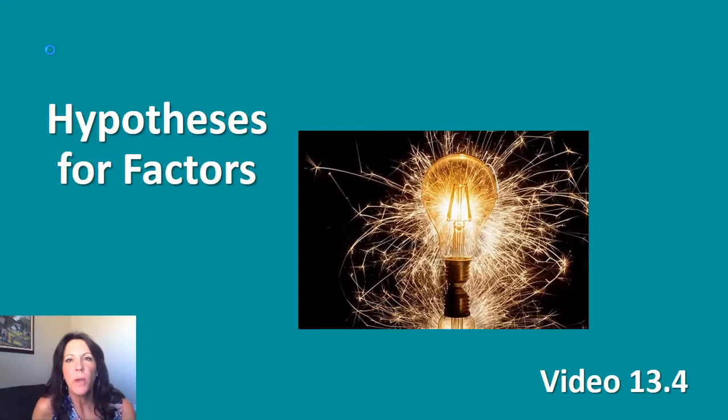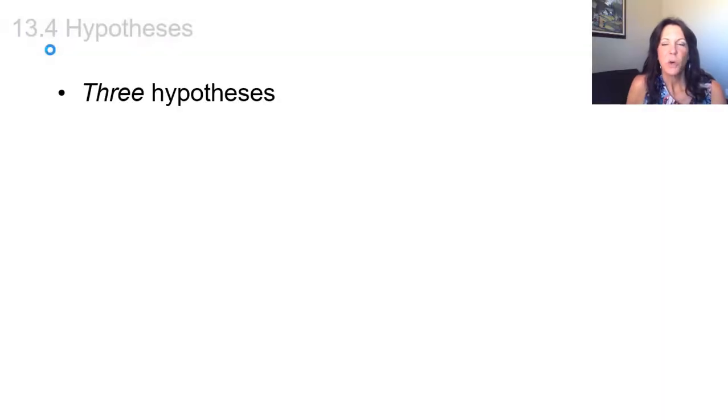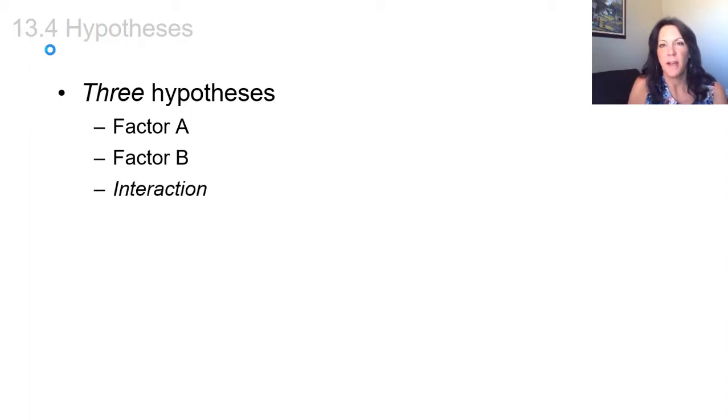Let's talk about how we word hypotheses for factorial designs. So I'm going to introduce the hypotheses for a two-factor ANOVA for factor A, factor B, and interactions. So we have three separate hypotheses when we're doing a 2x2 factorial design. We have a hypothesis for factor A, for factor B, and for the interaction.